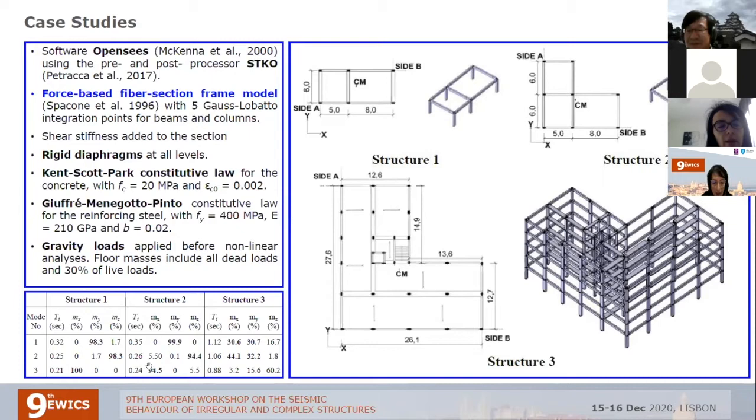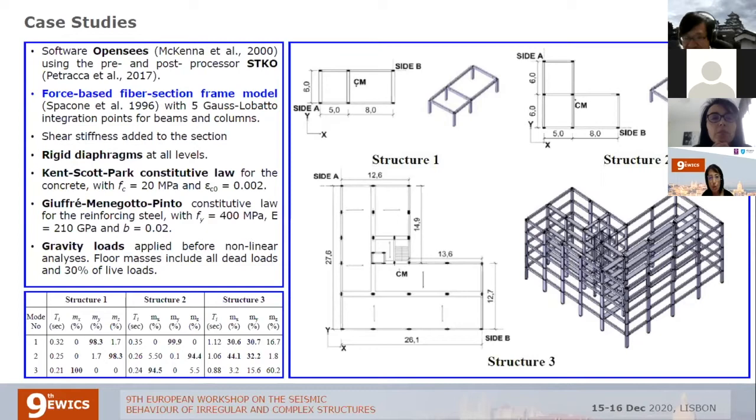So the percentage combination rules are valid according to Rosenblueth and Newmark. The same is valid for the second structure, where the excitation along Y excites the first mode by 99%, almost 100%. And the excitation along X excites the third mode. So the percentage combination rules are valid.